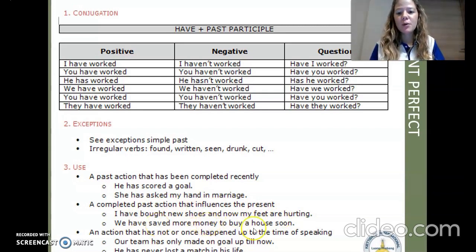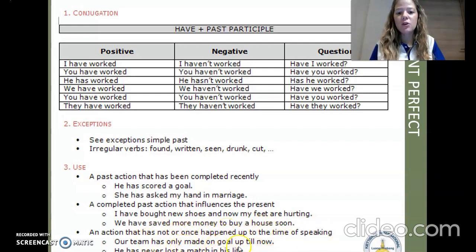We have saved more money to buy a house soon. So we've been saving money for years and it's happened in the past, but we're buying it soon. It's happening now. An action that has not once happened up to the time of speaking.